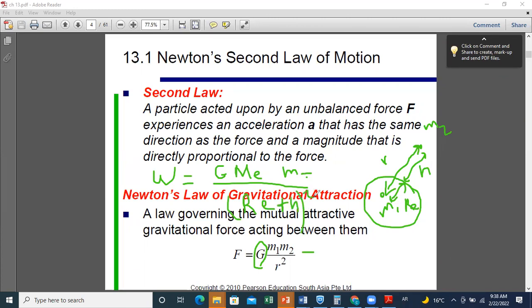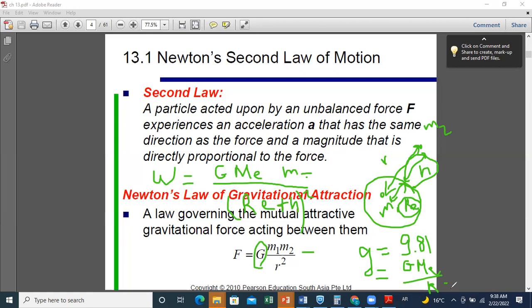Now, in general, you use g equals 9.81. This is only valid if you are very close to the surface of the Earth, or if the altitude is much smaller compared to the radius of the Earth. So when we say g equals 9.81, this corresponds to the gravitational constant times the mass of the Earth over the radius of the Earth squared.